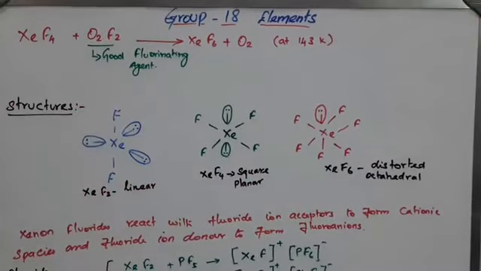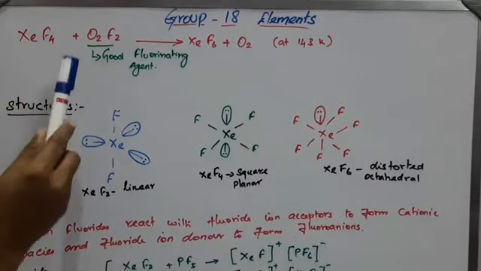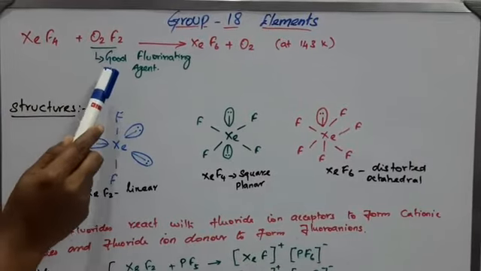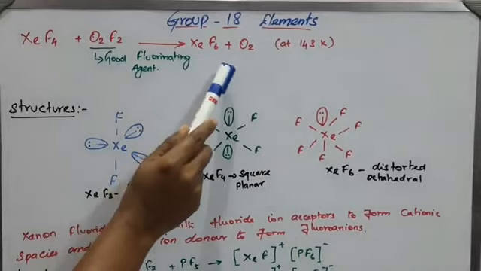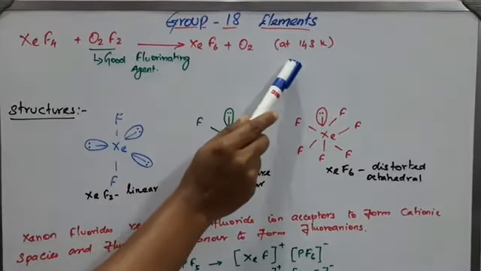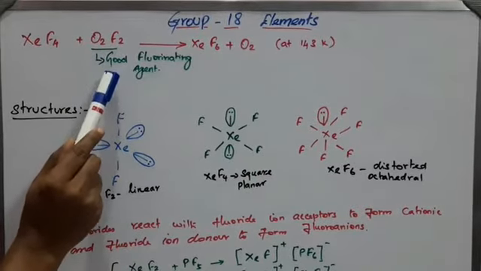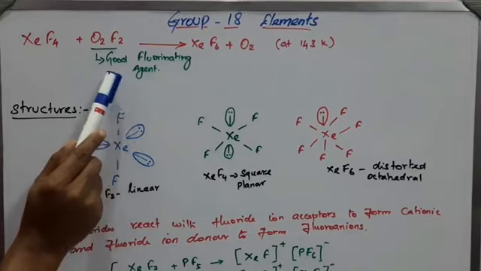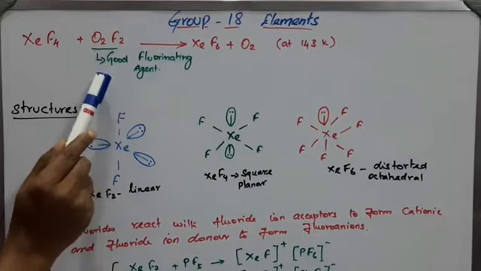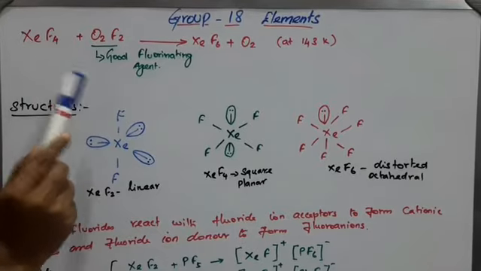Fluoride is prepared by this method also. Xenon tetrafluoride reacts with dioxygen difluoride to form xenon hexafluoride and oxygen. The reaction takes place at 143 Kelvin. Here the oxyfluoride acts as a good fluorinating agent. This is one question, one more question. So for each and every line you must go through.